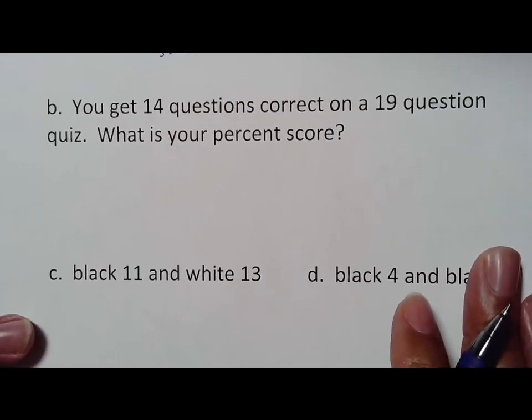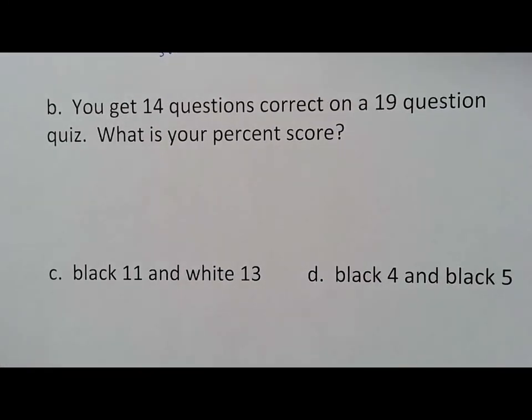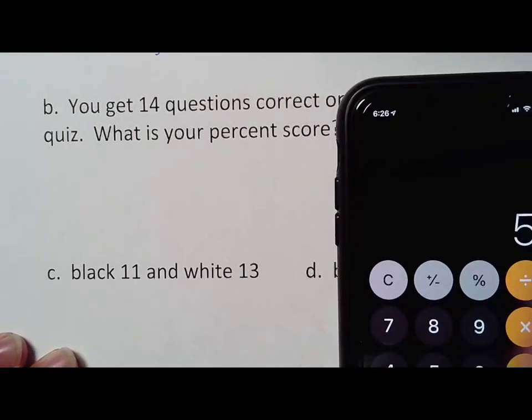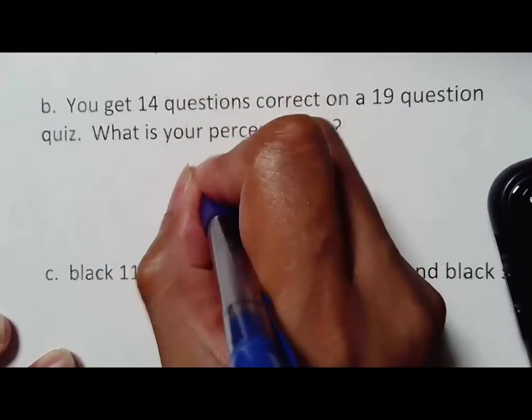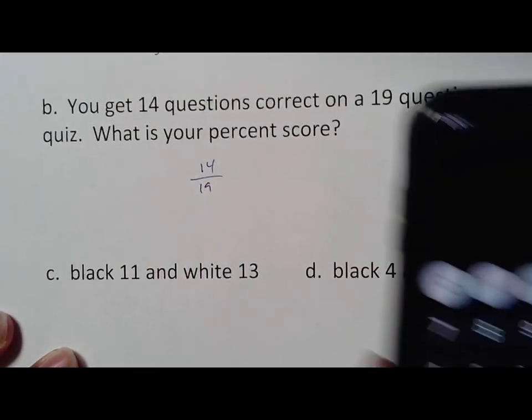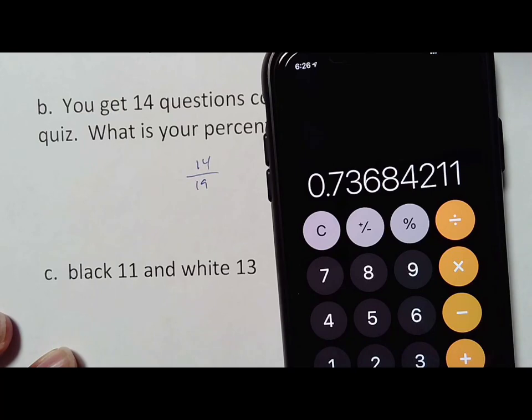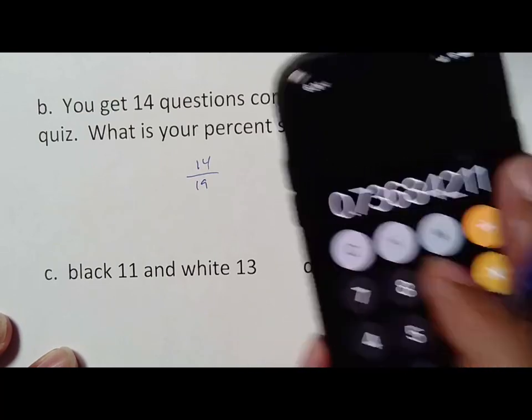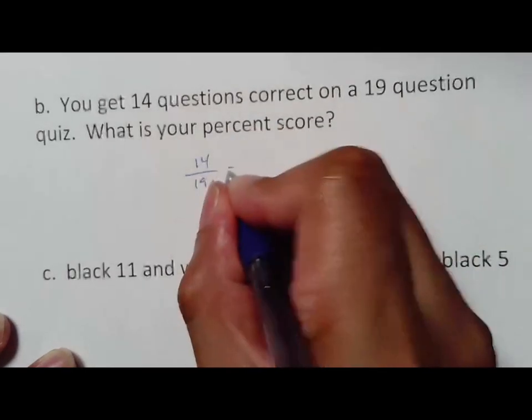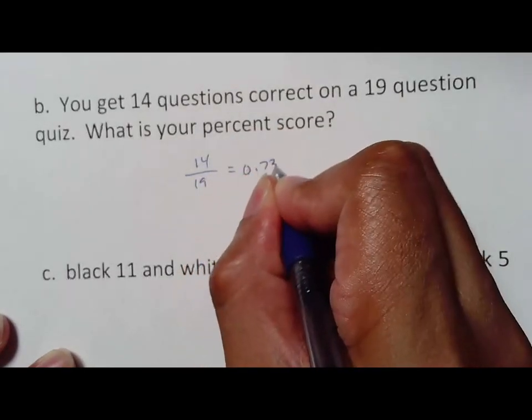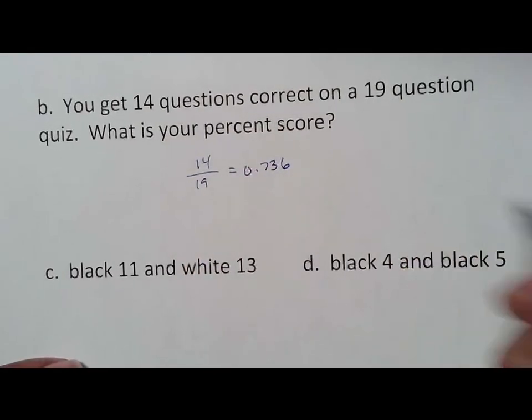You get 14 questions correct on a 19 question quiz. They want to know your percent score. So remember, what we're looking at doing here is creating the fraction of 14 out of 19, where we now do 14 divided by 19. We focus on the first 3 numbers. Again, we don't care about the rest of it because we only need 3 to get our answers. 0.736 is what we ended up with.